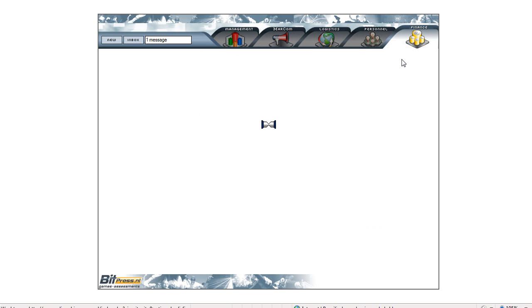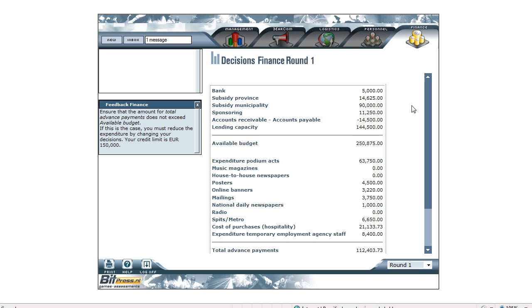When we go to the decision page, we'll see that we have income, and that makes our available budget. There is money in the bank, we get subsidy from the province and the municipality. There is sponsoring income, we have accounts receivable and accounts payable, and lending capacity. So this makes up our available budget.